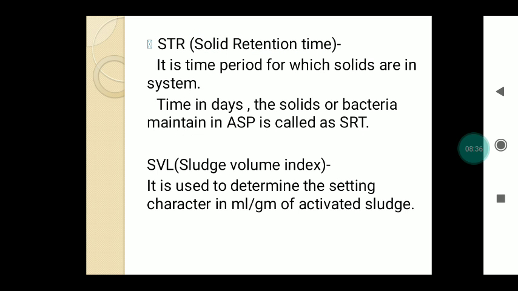Next is SRT, the solids retention time. It is the time period for which solids are in the system, that is, the time the solids stay in that tank, measured in days. The time the solids or bacteria are maintained in the ASP is called the solids retention time. The next term is the sludge volume index, SVI. It is used to determine the settling character of the activated sludge, in mL per gram.